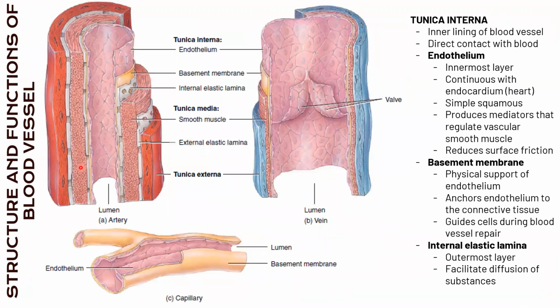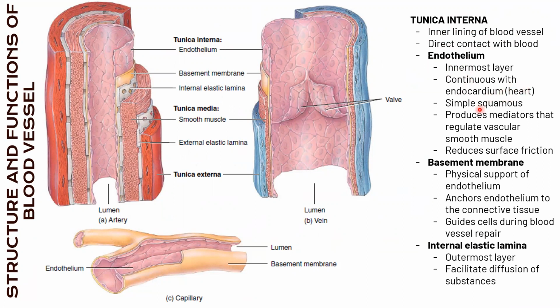Comparing the layers, structures, and functions of the blood vessels, here is an artery, here is a vein. We have different layers of the artery and the vein. Let's start with the tunica interna. The tunica interna has an endothelium, a basement membrane, and an internal elastic lamina. The tunica interna is the inner lining of the blood vessel and is in direct contact with blood. The endothelium is the innermost layer and is continuous with the endocardium of the heart.